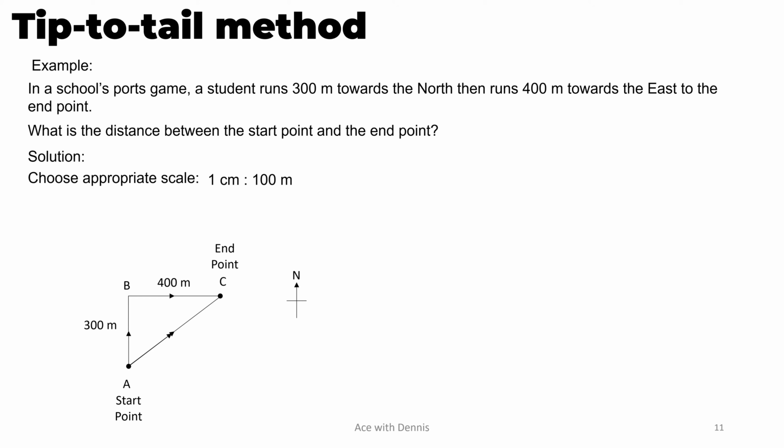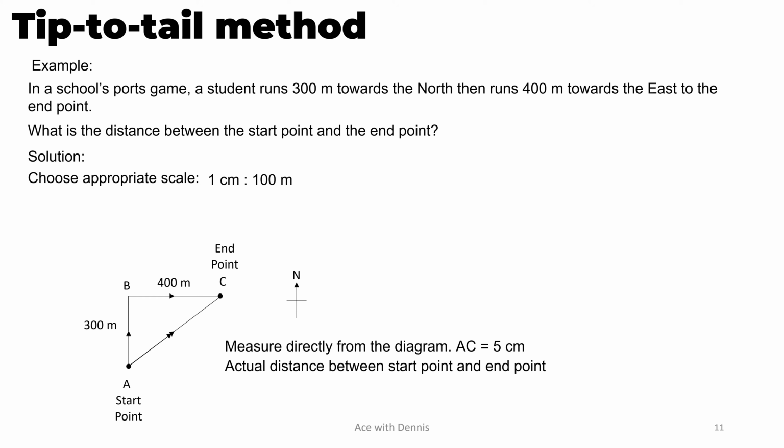So this will be the distance that I want to find, and I measure directly from the diagram. Let's say this length will be 5 cm, and the actual distance between the start point and the end point will be 5 times 100, because we have 1 cm represents 100 meters, so it's 500 meters.